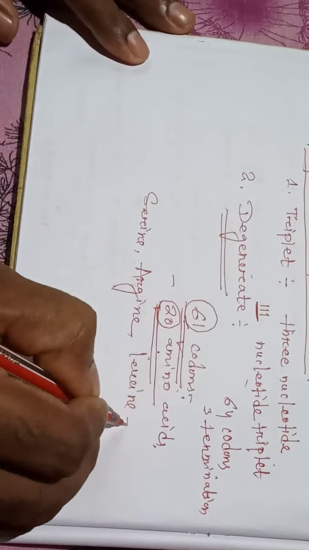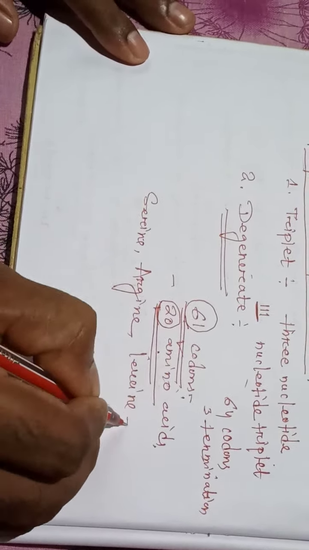The third property is non-overlapping. Non-overlapping means no single base can take part in the formation of the next codon in succession. I am citing an example: suppose CCU GCC. It is read as CCU and GCC, so it is non-overlapping. Overlapping codons have been found in phi X 174.